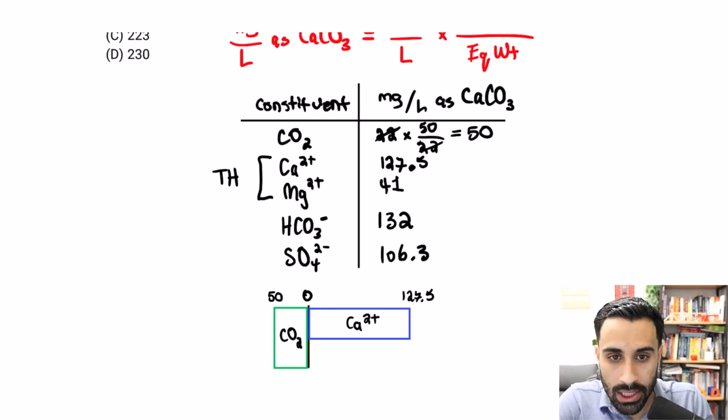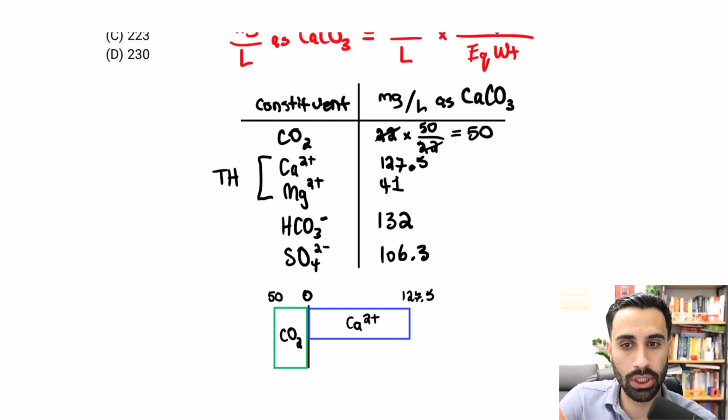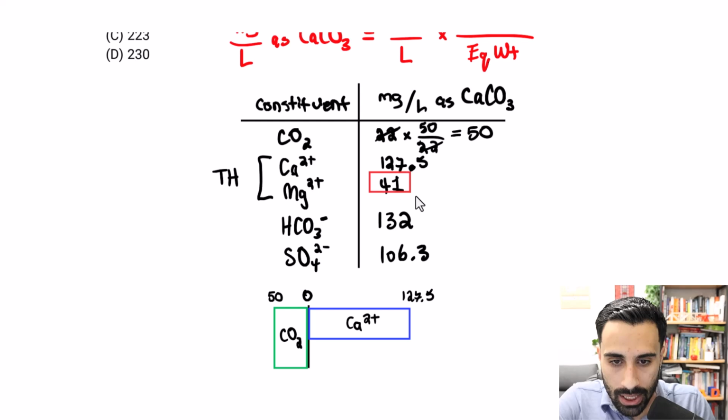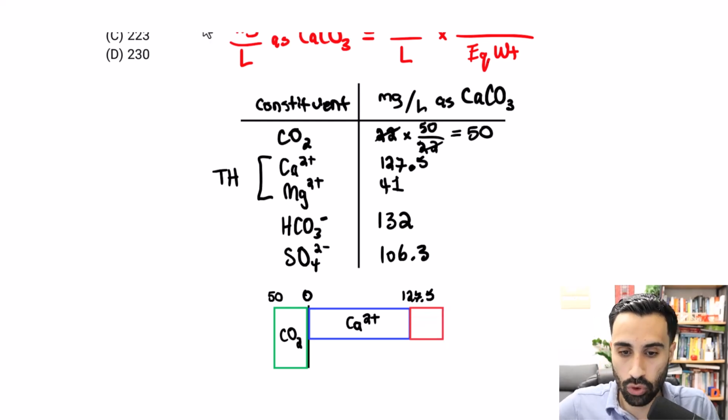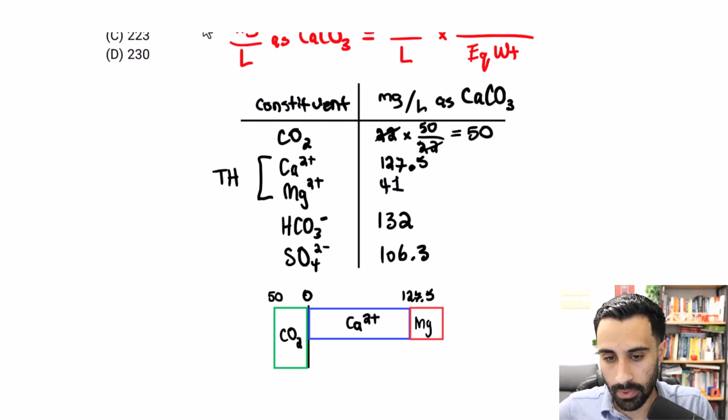The magnesium is a smaller amount, so the rectangle shape will be smaller. That magnesium is 41, definitely less than the calcium. And that's typically the case. So the magnesium, I'm going to denote like this. Let me actually increase it a little bit, this amount. And that will be the magnesium 2+ charge. Magnesium 2+. And that will go to a value.